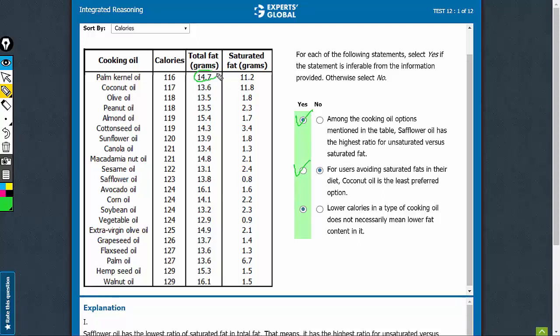We have a 14.7 here when the calorie value is lower, and down here, while the calorie value has quite increased, the total fat value has decreased. So there's no relation. This means that yes, lower calories does not necessarily mean lower fat content. So this statement is also correct.